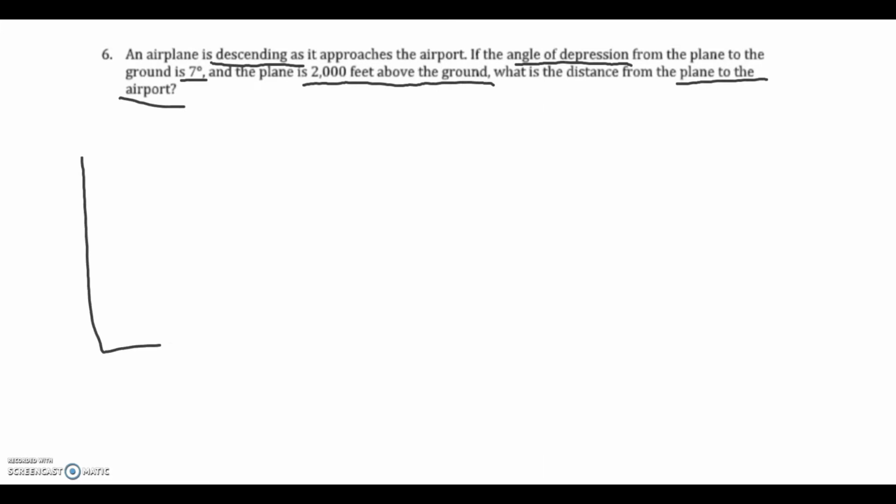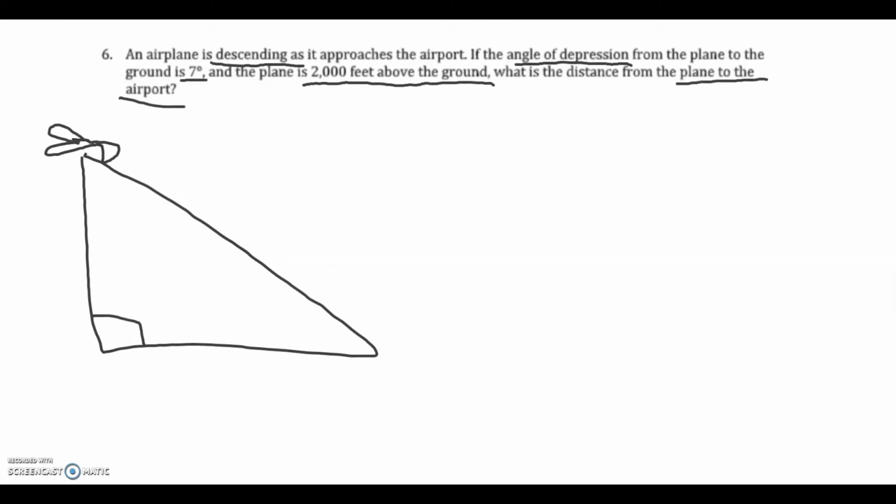So we start by drawing a right triangle. And then here is my plane up here. Sorry, it's not the greatest plane, so I'll label it as airplane. And the angle of depression is 7 degrees. That angle of depression is if you look horizontally from the airplane and then down. So it's actually on the outside of that triangle.